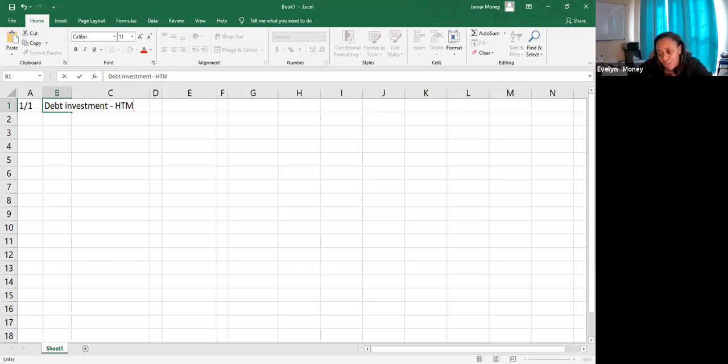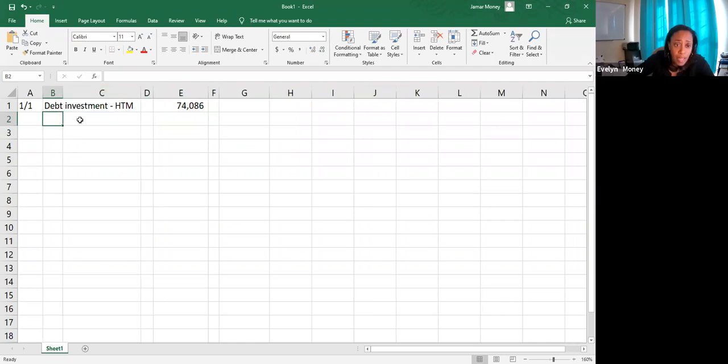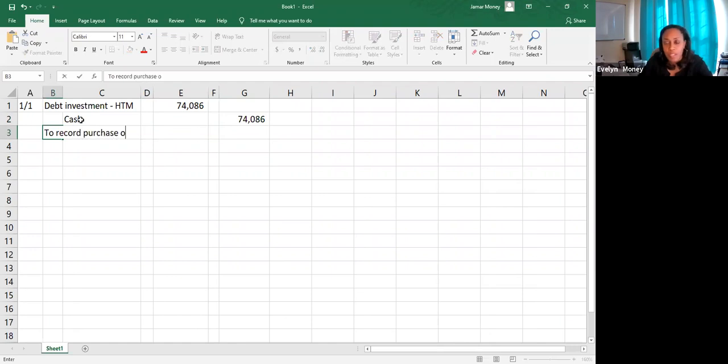But typically these are all long-term. If it's trading, it's going to be shown in the short-term investment section of that balance sheet. All right, so we're going to record this at amortized cost. So I'm not really worried about the par value of these bonds, not yet. And then we're going to credit cash for that same $74,086. Purchase of debt.